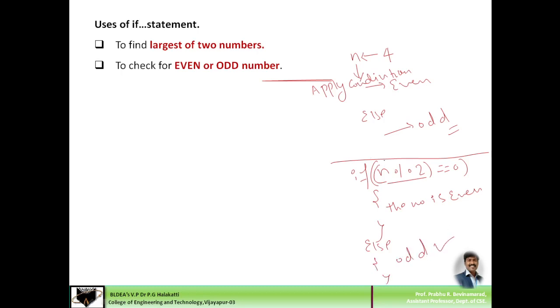Okay, so what happens in this case? What is the value of n? The value of n is 4. 4 mod 2 means 4 divided by 2. The remainder is what here? 0. So 0 is equal to 0. Yes, this condition is true.